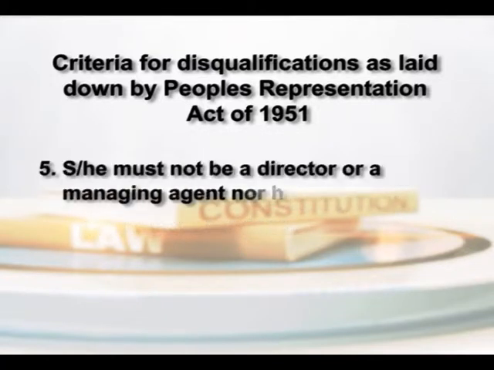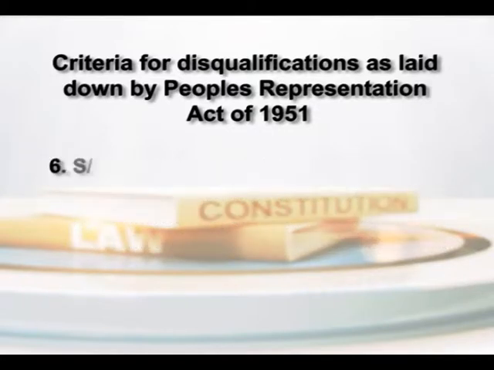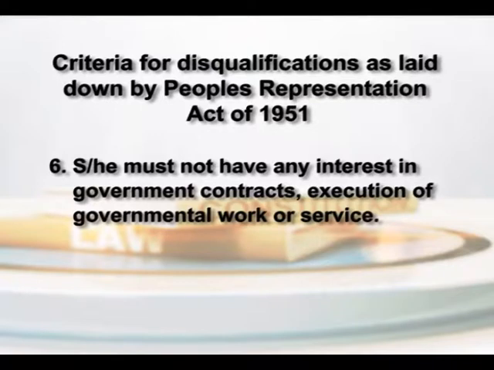Fifthly, he must not be a director or a managing agent, nor hold an office of profit under any corporation in which the government has any financial interest. And finally, he must not have any interest in government contracts, execution of governmental work or service. In fact, it is required for a candidate who wishes to stand for election to the Lok Sabha that he or she must not incur any of these disqualifications at the time of filing his or her nomination papers.